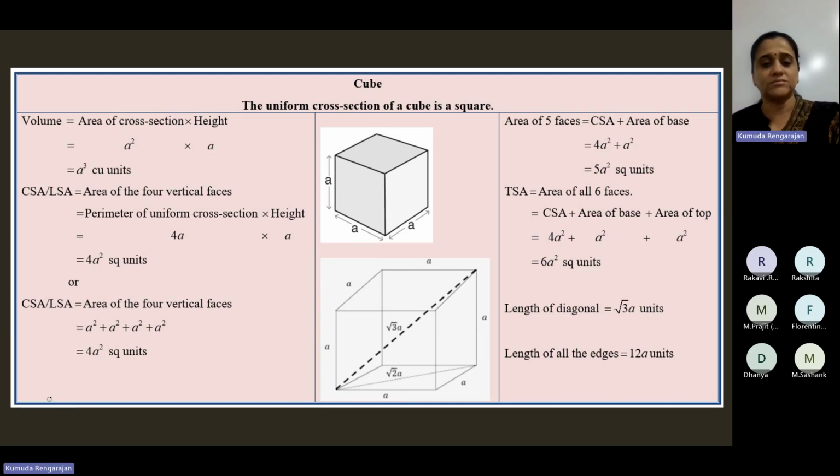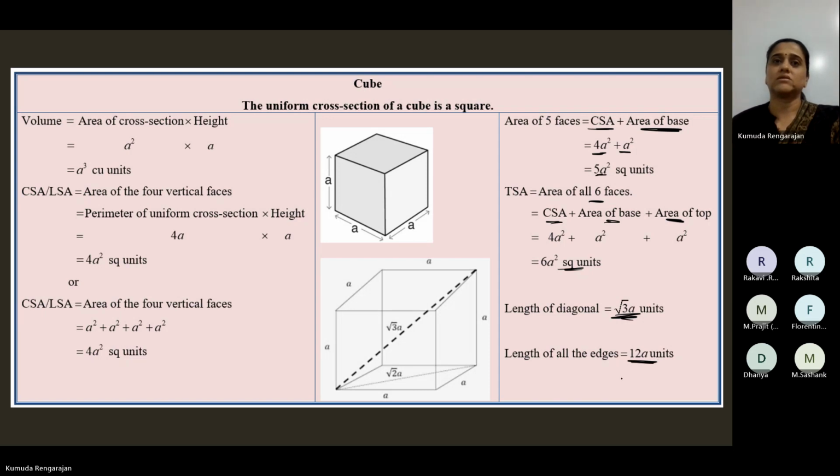So 4a square. Area of 5 faces will be CSA plus area of the base. So 4a square plus a square, 5a square. If you want to find the area of all the 6 faces, then it is CSA, area of the base, area of the top. So 6a square. Length of the diagonal, root 3a. Length of all the edges, 12a. Okay, so this is about a cube.